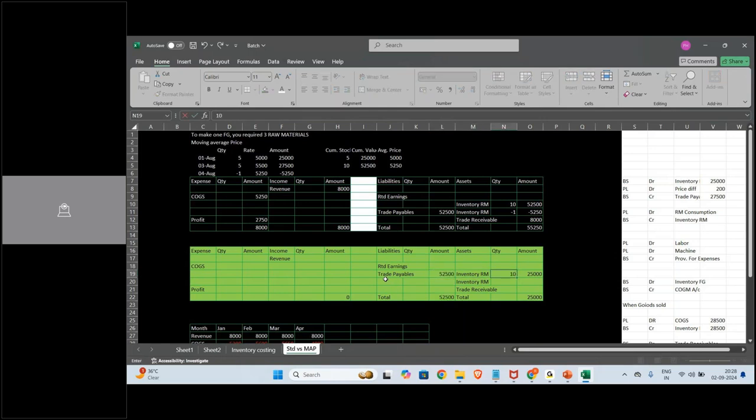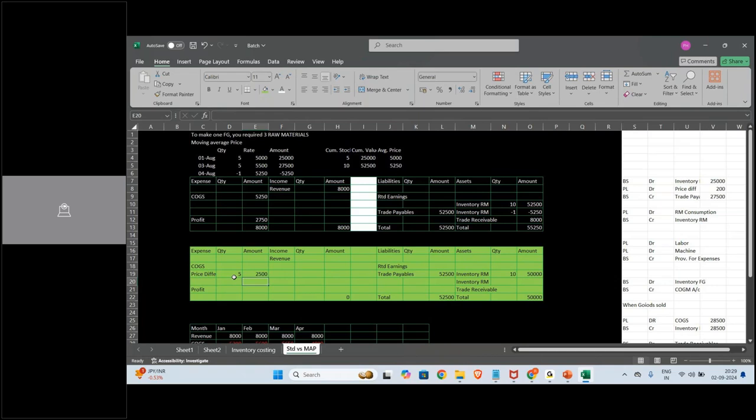10 units. What will be the value of inventory? 52,000 or 50,000? Standard price, it will be 50,000. So the remaining variance of 2,500 will be price difference account. And that price difference is due to 5 units, so 2,500, right?